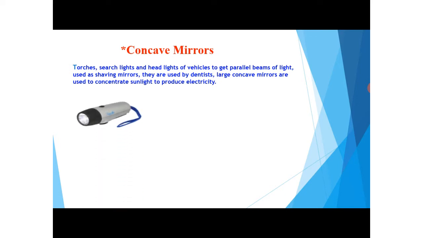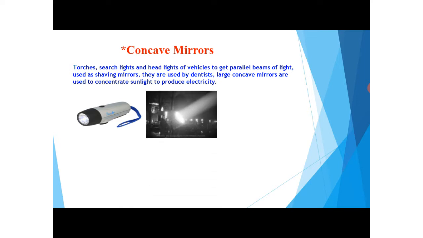There are some figures, like the torch, to get the maximum intensity of light. The bulb is very small in a torch, but around that bulb is a concave surface that is highly polished. So when the light from that small bulb falls on this polished concave surface, it is reflected and comes out in the form of high intensity light.